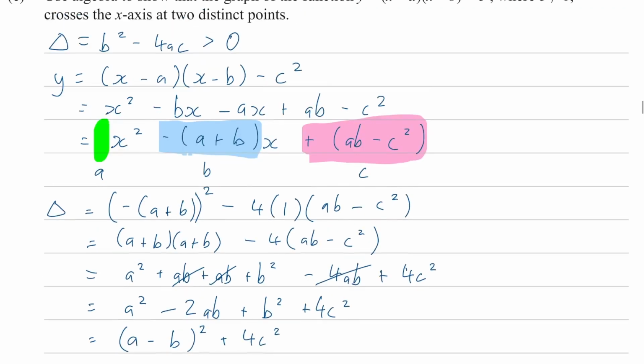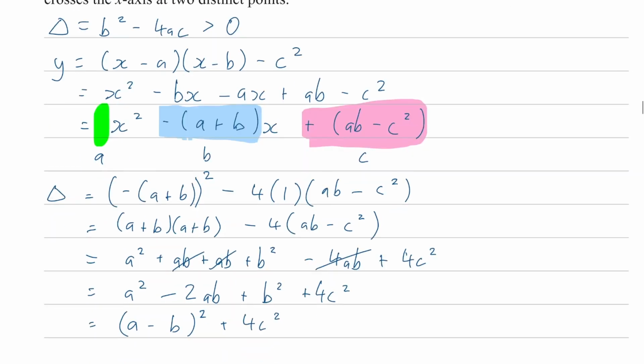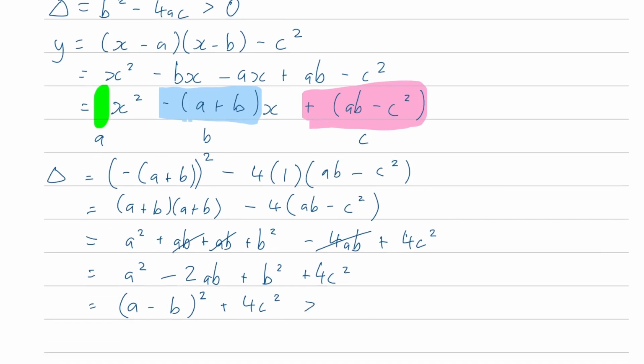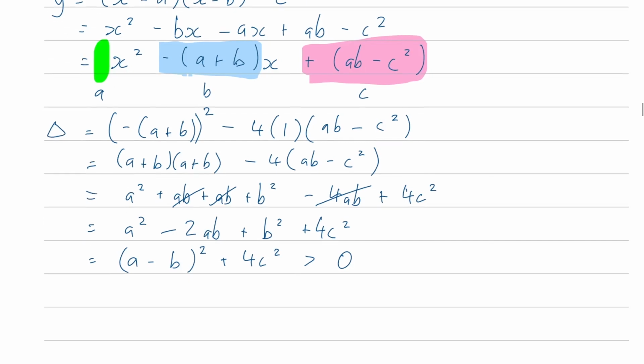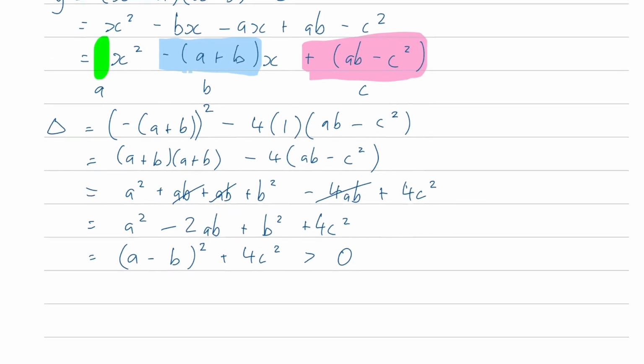And remember, for there to be two distinct points, this discriminant must be greater than 0. Now, just reasoning about this first one, a minus b, that could be negative, right? It could be positive, we don't know. But since it's squared, a minus b all squared is strictly greater than or equal to 0.